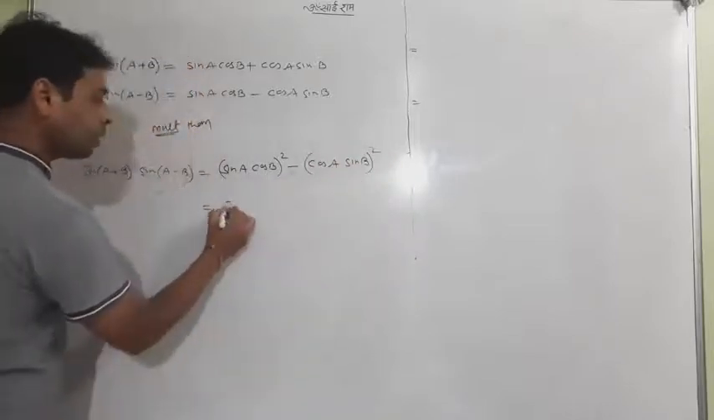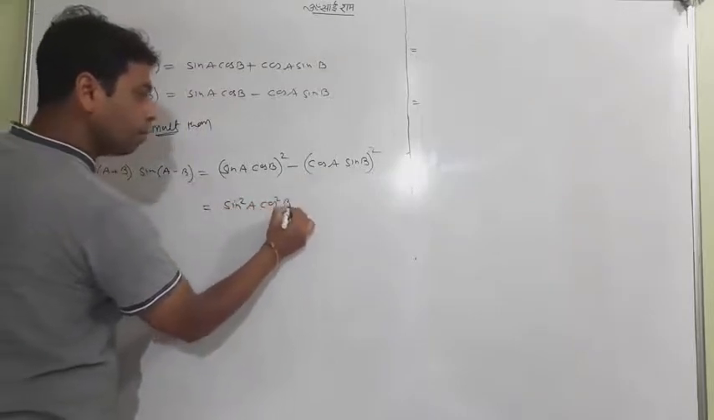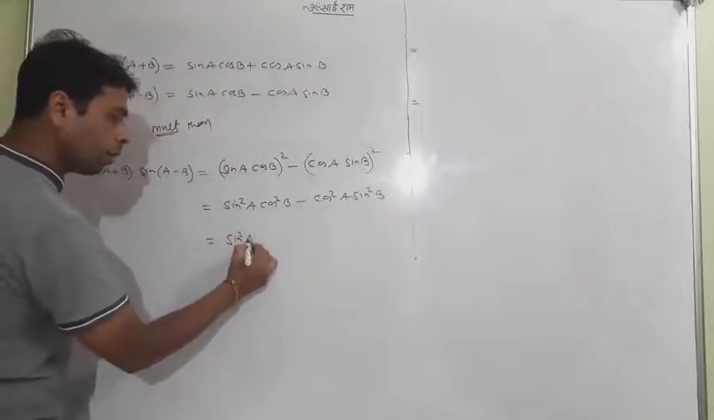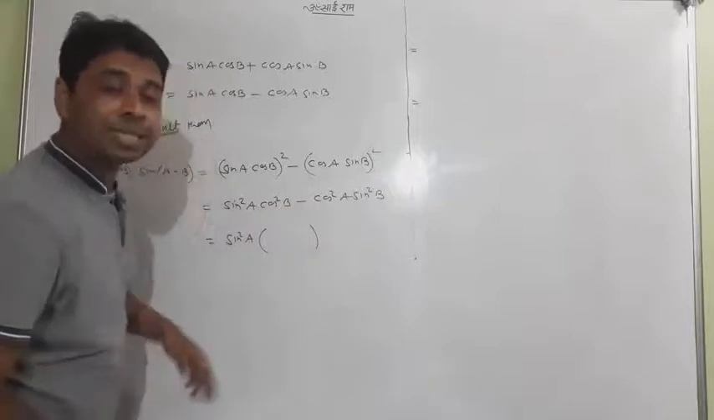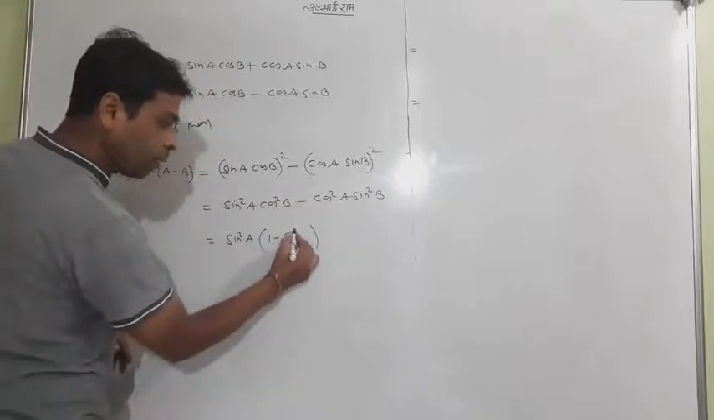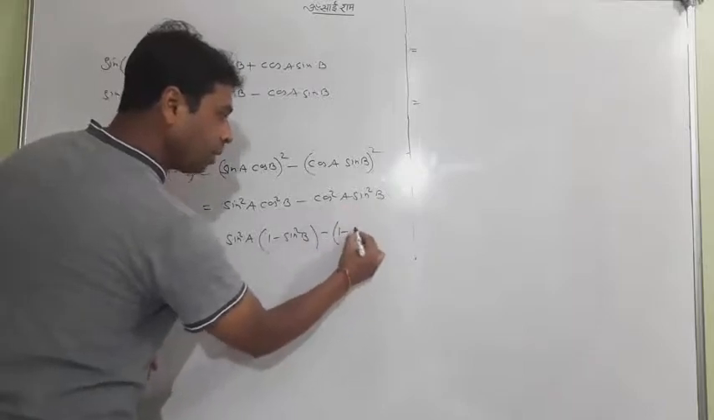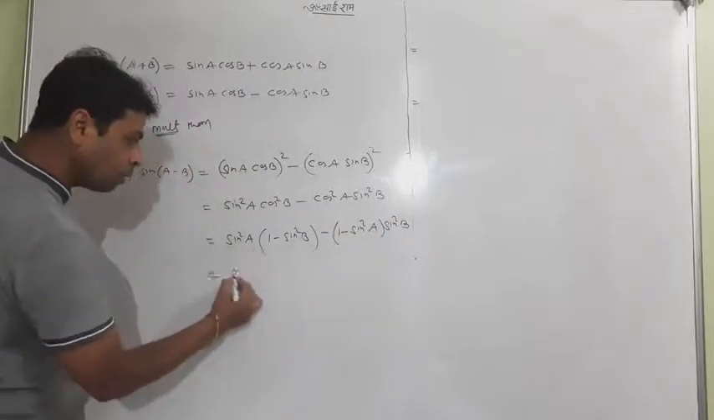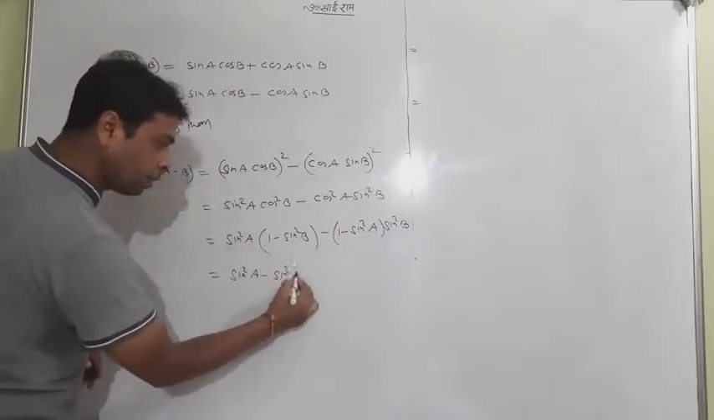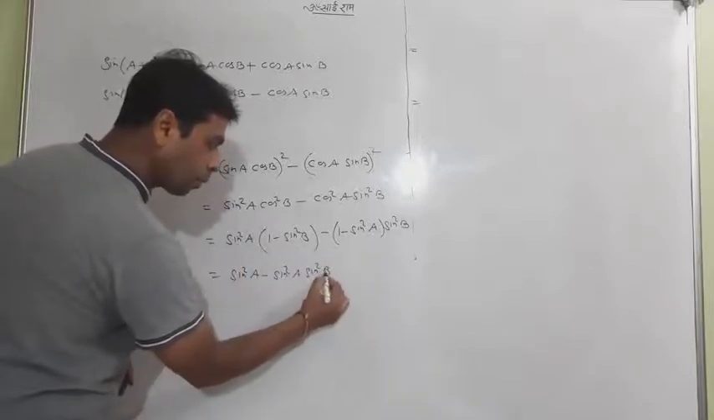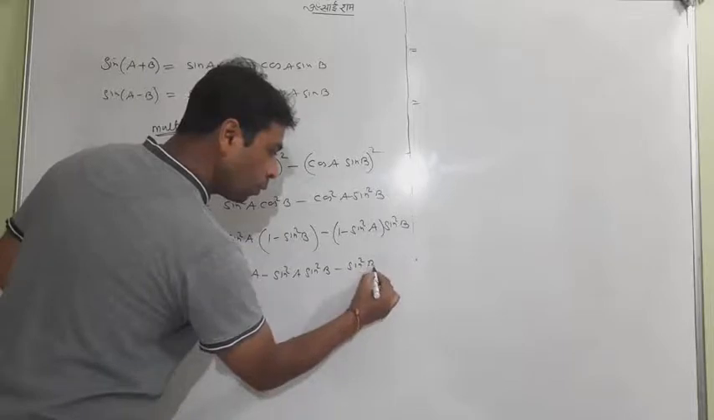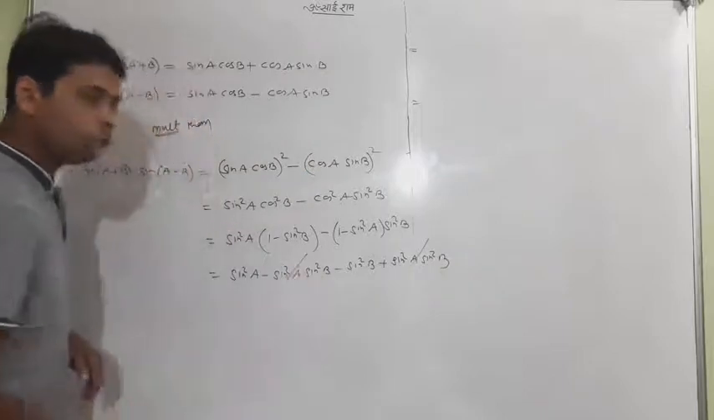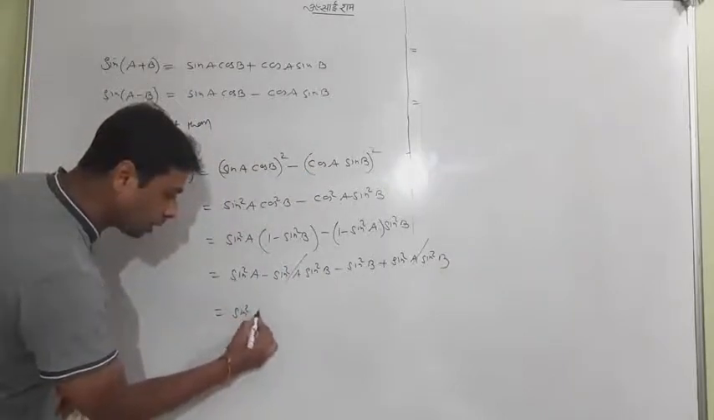Now I'm telling you that this is sin square A cos square B, and this is cos square A sin square B. I want to make it easy. Look at it very carefully, student. I am writing cos square B as identity of 10th class, 1 minus sin square B, and cos square A as 1 minus sin square A. Now I multiply and simplify: sin square A sin square B with minus sin square B plus sin square A sin square B. Student, can you see both cancel? The remaining term is sin square A minus sin square B.